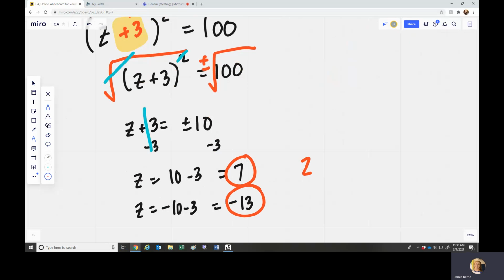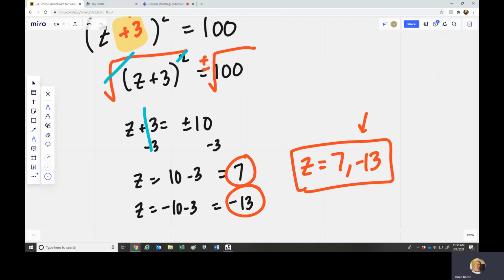And again, you could write it as z equals 7 comma negative 13. But however you want to write it, this is probably how I would write it on the test. That would be how I write my answer choices on the test if it was multiple choice.